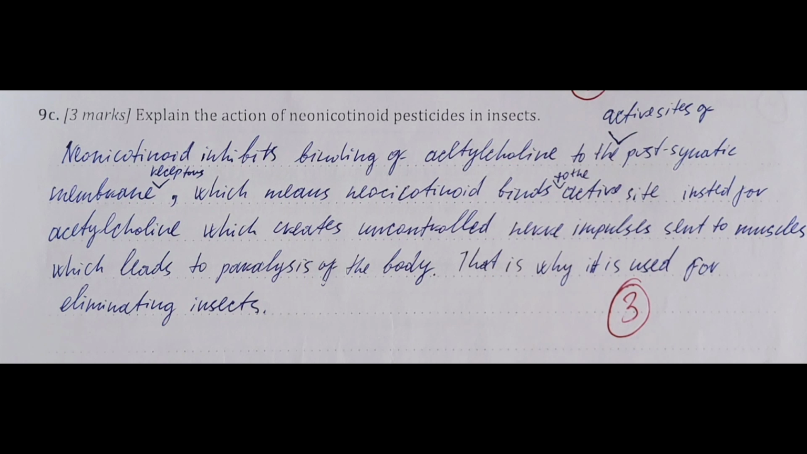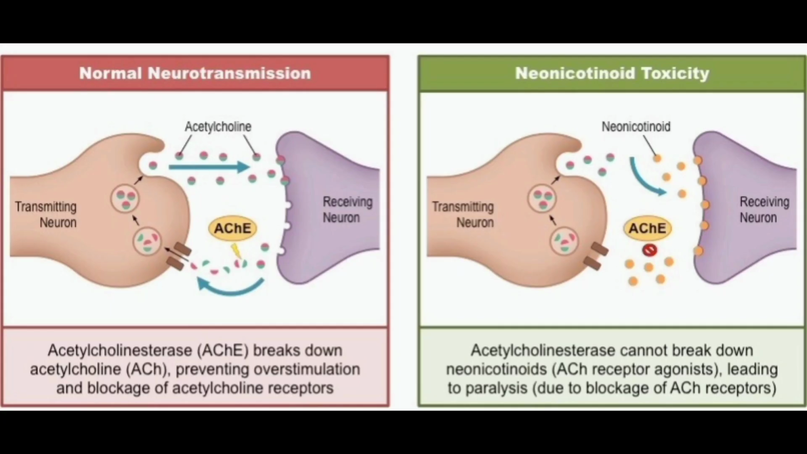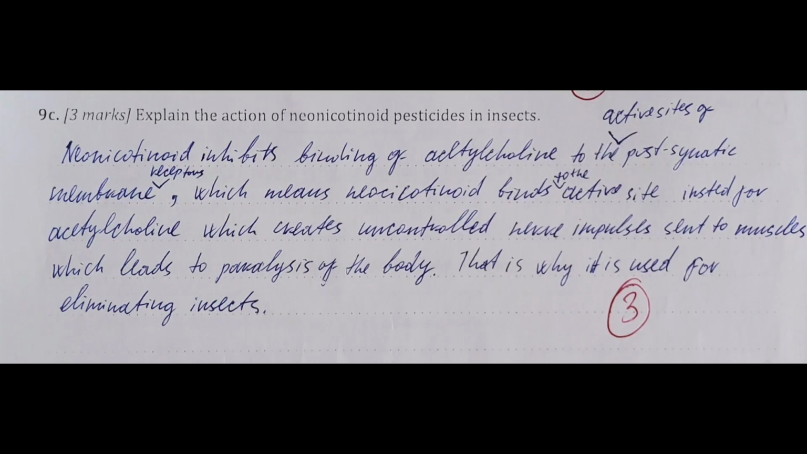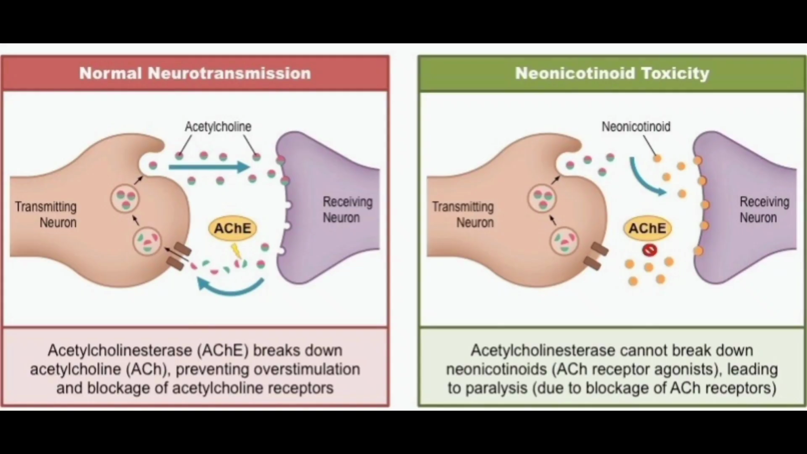So, neonicotinoid, as well as the previously mentioned atropine, bind to the acetylcholine receptors in synapses, which means it blocks the acetylcholine from binding to the postsynaptic receptors. To get a full mark, you must say about the blocking of acetylcholine that neonicotinoid binds to the active sites of acetylcholine receptors, which prevents the action of acetylcholine that is responsible for controlled impulse of muscle contraction.